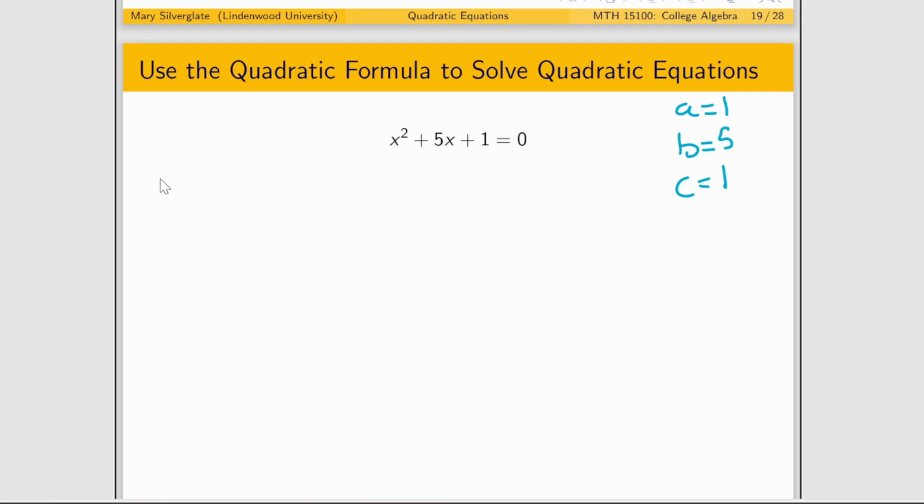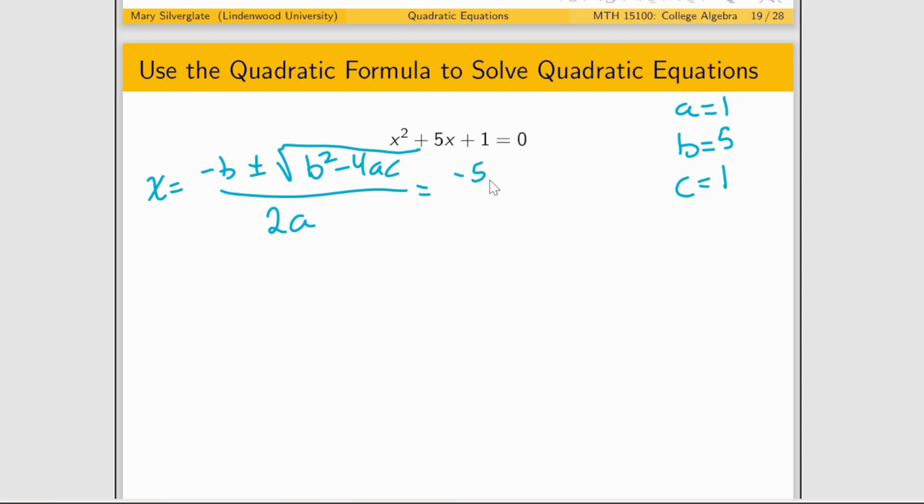So I'm going to rewrite the quadratic formula in general first, then I will plug things in. So x is the opposite of b, plus or minus the square root of b squared minus 4ac, all over 2a. So opposite of b, negative 5, plus or minus the square root of 5 squared minus 4 times 1 times 1, ac, all over 2 times 1, 2 times a.